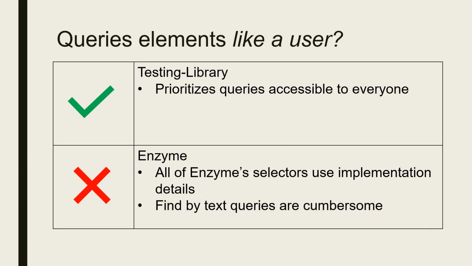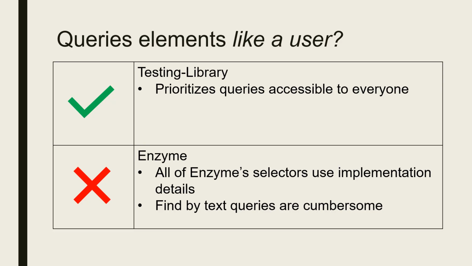Testing library encourages using queries accessible to everyone. For example, finding an alert message by ARIA role is a simple one-liner that uses the accessibility tree. There's no easy, built-in way to achieve the same results with Enzyme.